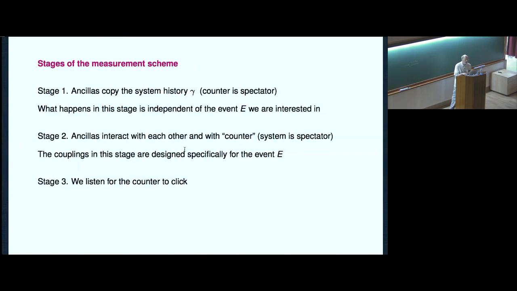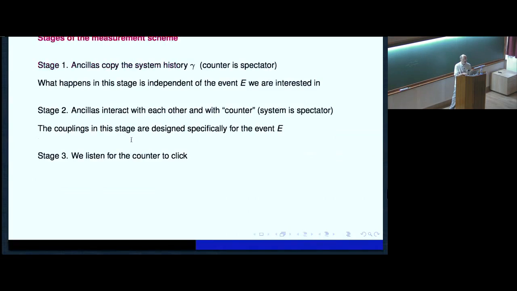However, in stage 2, where the ancillas interact with each other and with the counter, the event E very much matters. The way we design the couplings of the ancillas to each other and the counter depends on what event E we are looking for. However, in this stage, the system is a spectator. So the ancillas have extracted their information, and now we process it, but we never interact with the system again.